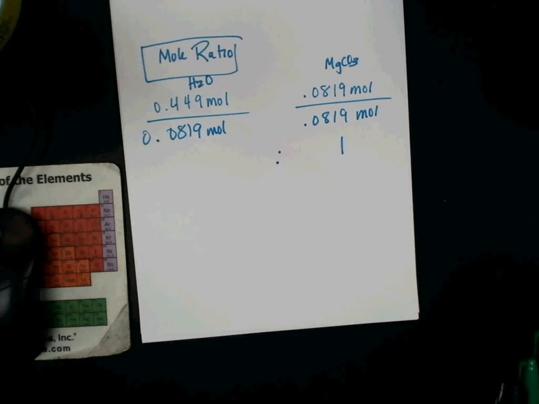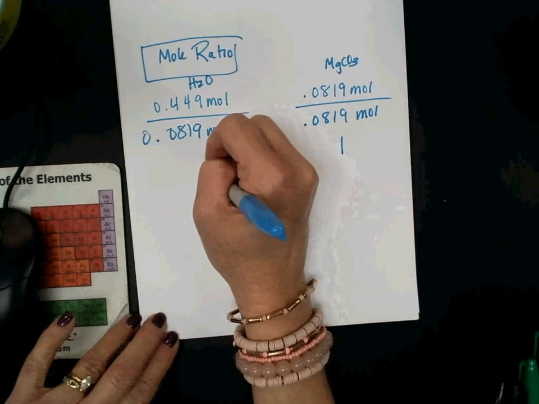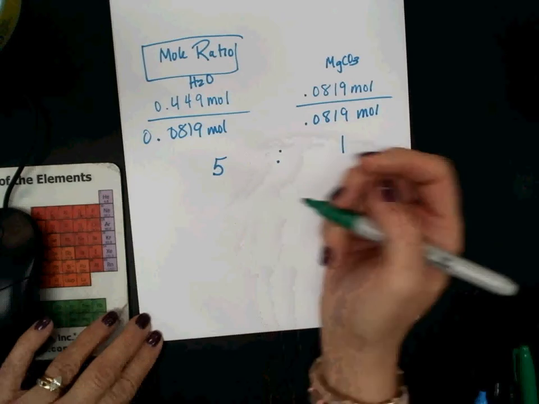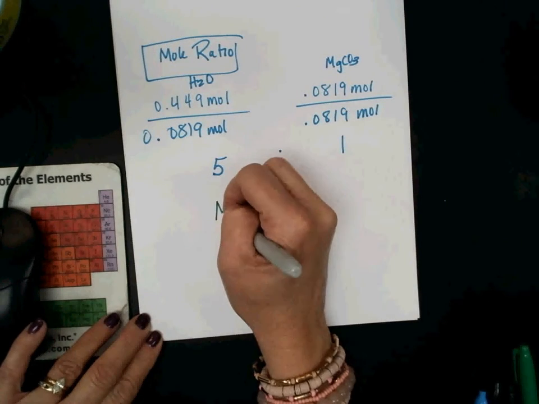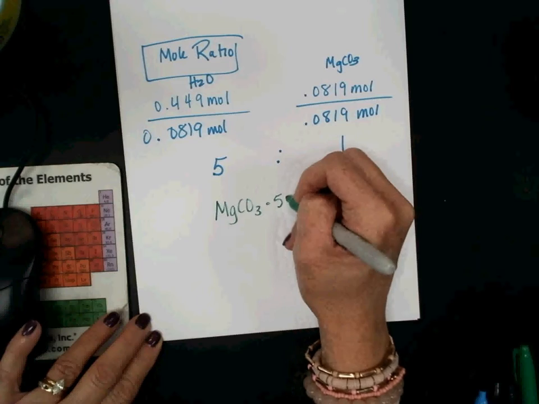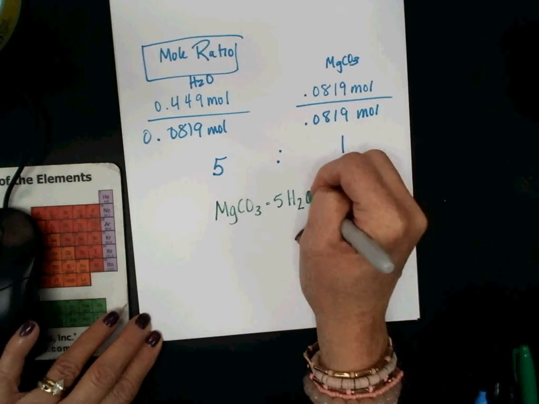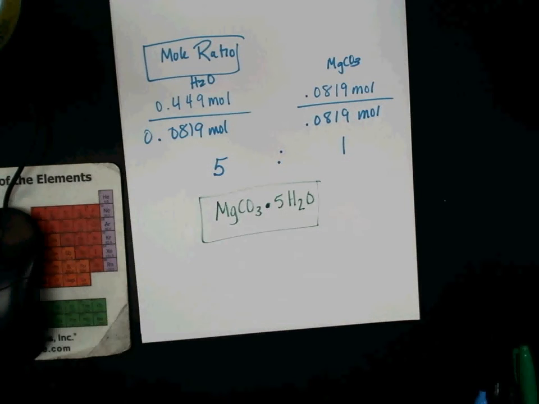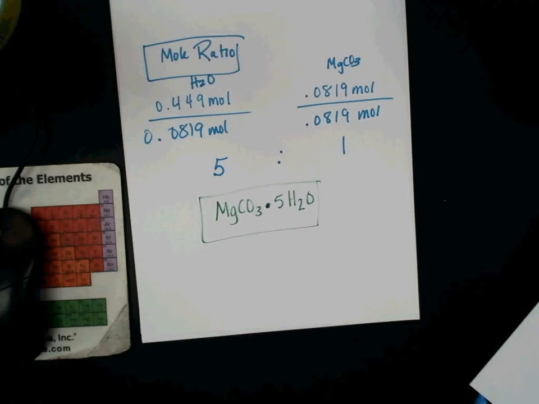I have 1 mole of magnesium carbonate to X. How many moles of water? 5. Good. So now the last step, all I have to do is write my chemical formula. I'm going to replace my X: MgCO3 with 5 parts water. Is that like a little dot you make in the middle? Yeah, it means with. It looks like a multiplication sign, but it's not. We're not multiplying.